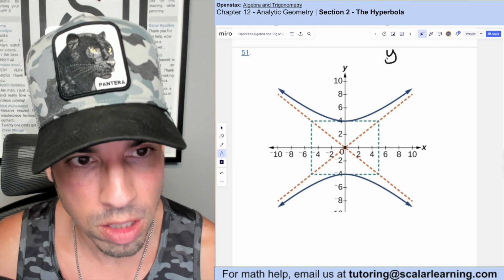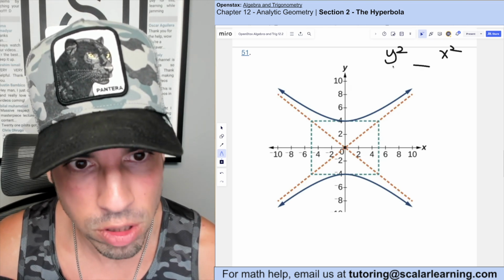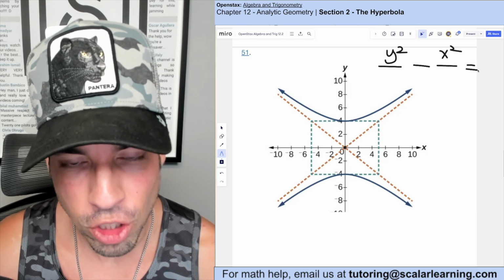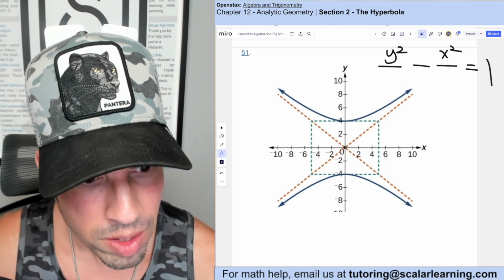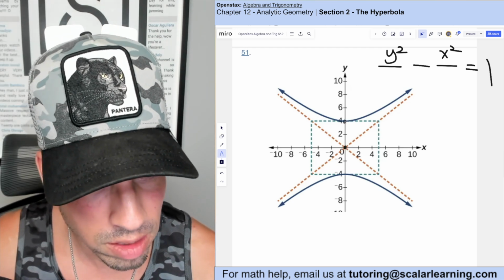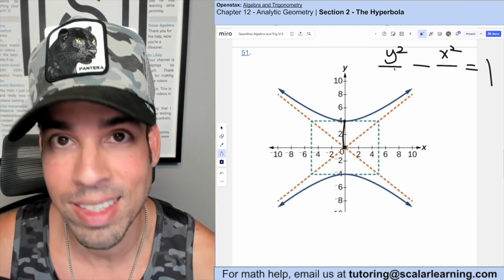So this tells me it's going to be just a y squared and just an x squared. And I know the y squared is first because it's going up, down, as I mentioned, and we know we got a 1 over here. Now we just got to know the values that go underneath here. Well, I can see that this vertex is 4 away from the center. So that means 4 squared, or 16, goes under here.